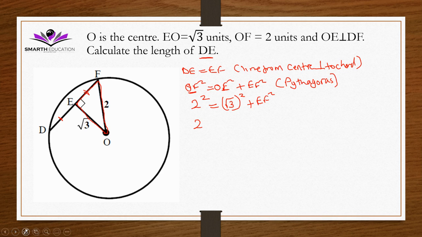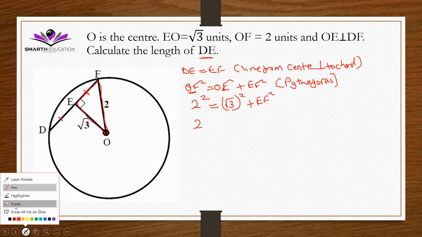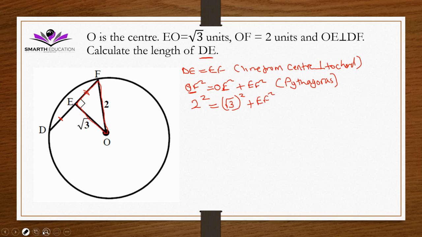Let me erase this. I want to write 2 squared again. Right, and then what is 2 squared? It is 4, isn't it? And then I bring the square root of 3 squared, which is 3. The square root of 3 squared is 3. So it's 4 minus 3 is equal to EF squared. And then 1 is equal to EF squared.